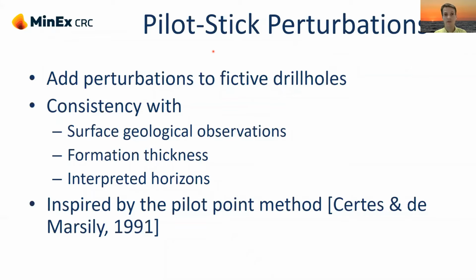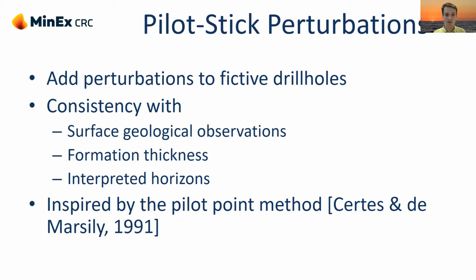Data perturbation is well taken into account. It means perturbation of data positions or orientations and these kinds of things. But taking into account the lack of data or algorithmic uncertainty is not always done and not always easy to perform. Sometimes parameters are hidden or not accessible for the user. So here I propose to introduce a fictive drill hole called pilot stick to mitigate this effect. We will add perturbations to these fictive drill holes, and these perturbations will be consistent with surface geological observations, with formation thickness, and with possible interpreted horizons.